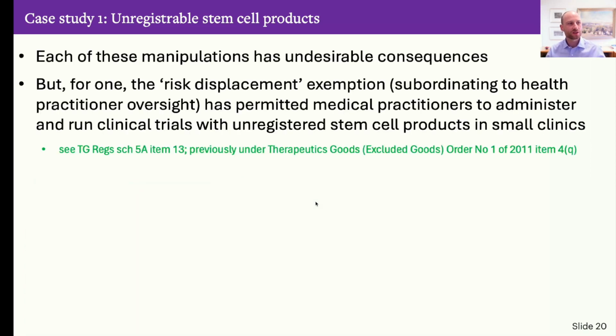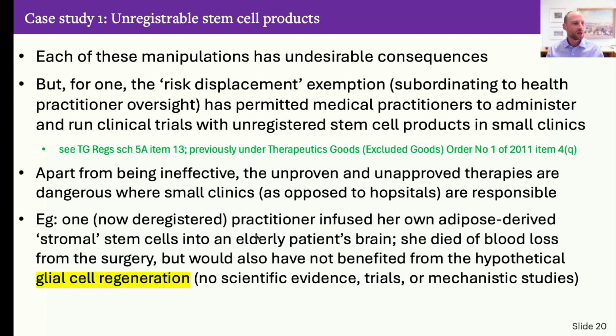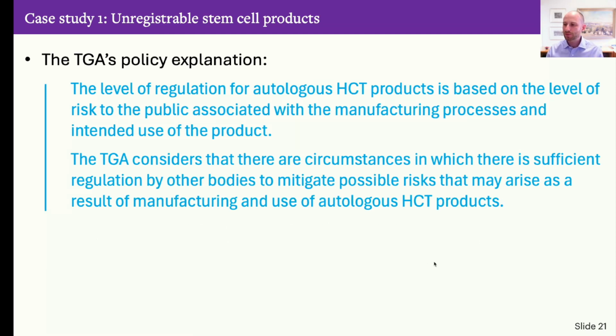Each of these manipulations has undesirable consequences, but the last one we looked at, which was about risk displacement, has permitted medical practitioners in private clinics to run clinical trials with unregistered stem cell products. Apart from being ineffective, the unproven and unapproved therapies are dangerous where small clinics are responsible because there's no hospital oversight. And in one example, a practitioner infused a patient's own adipose-derived stem cells into the patient's brain. This patient died of blood loss from that surgery, but she also probably would not have benefited from the hypothetical glial cell regeneration that was intended by the practitioner because there's just no scientific evidence, trials or mechanistic studies supporting the therapy.